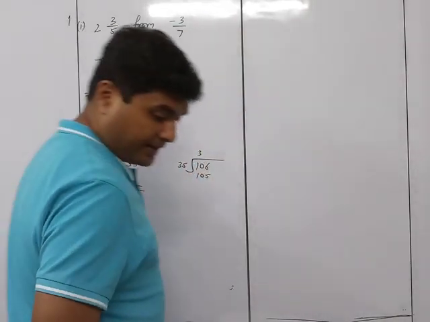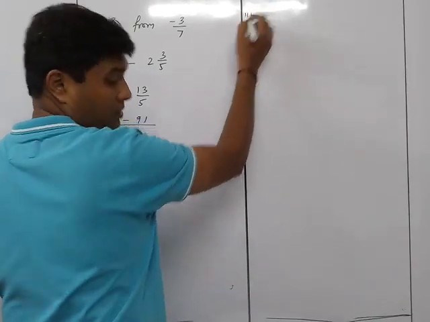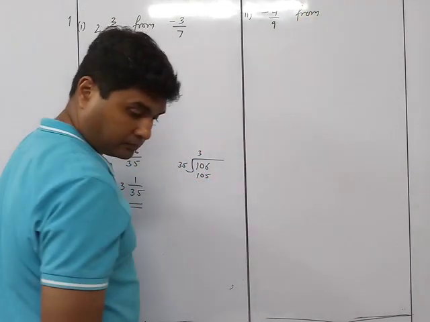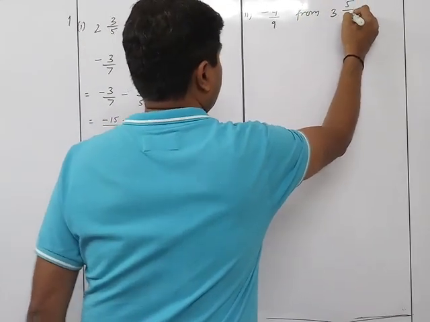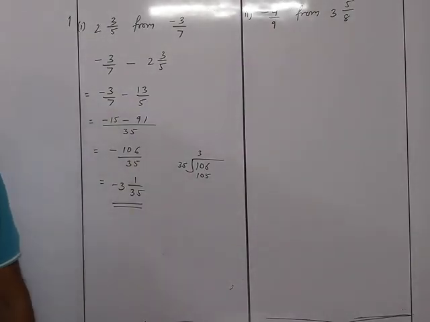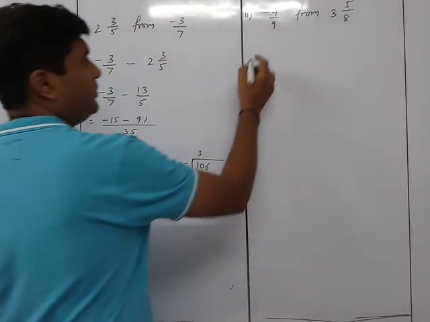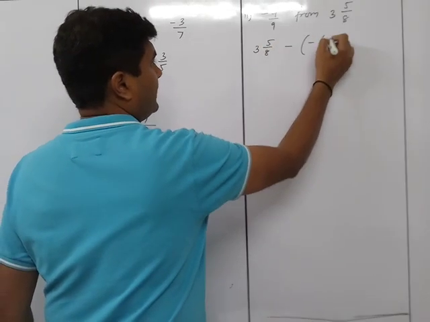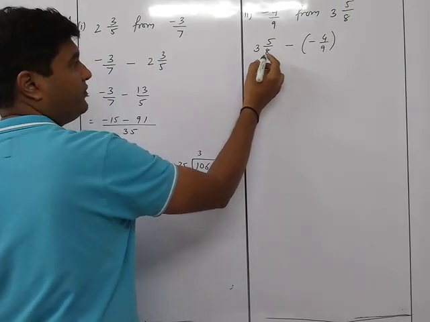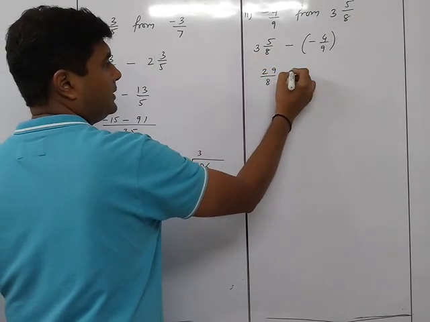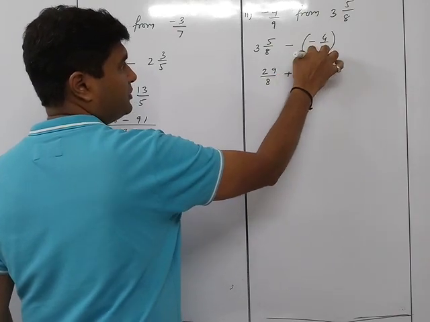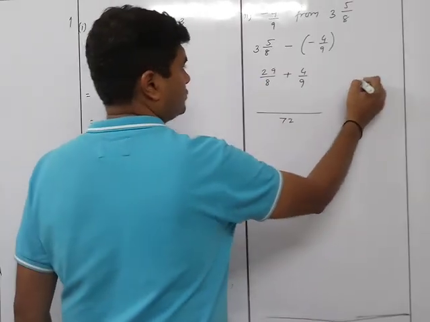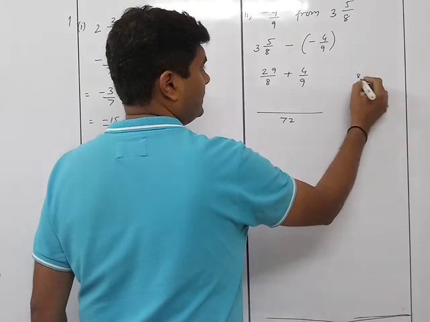You go to the next sum, that is minus 4 upon 9 from 3, 5 upon 8. Okay. So that will be 3, 5 upon 8 minus 4 upon 9. That makes it 29 upon 8 plus 4 upon 9, because minus minus becomes plus. LCM 72. So 29 into 9, 29 into 9 will be 261.